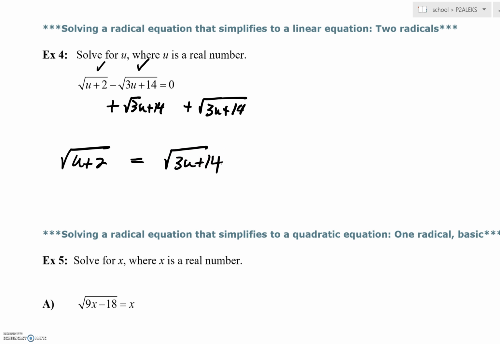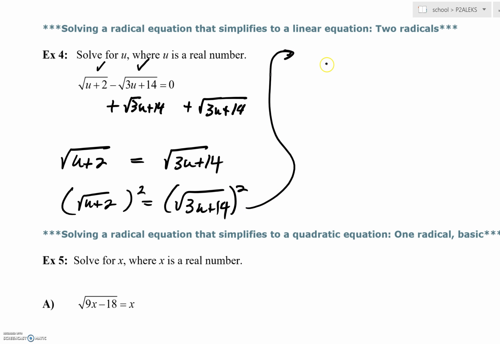So add that radical 3u plus 14, and then guess what we're going to do to both sides? Might have a guess. We're going to square. Guys, as we're going to square, what's going to happen? Left side, the square root goes away. And we'll just have u plus 2 is equal to 3u plus 14.